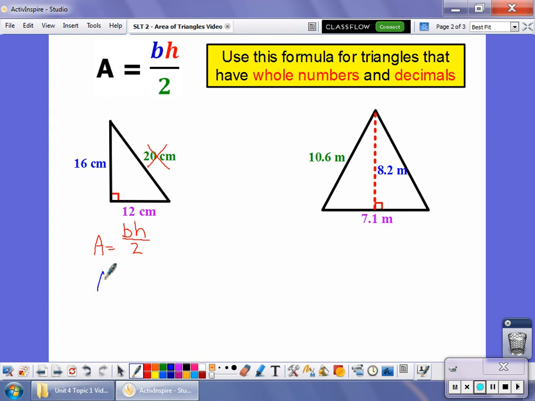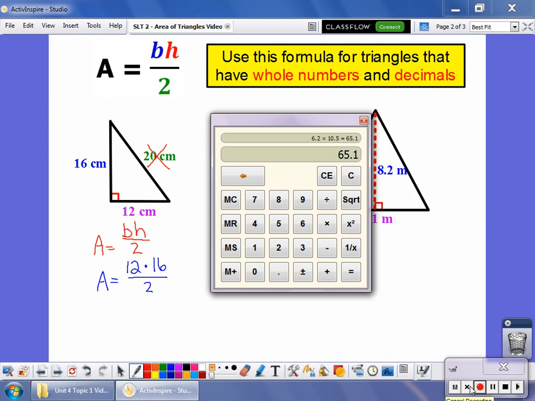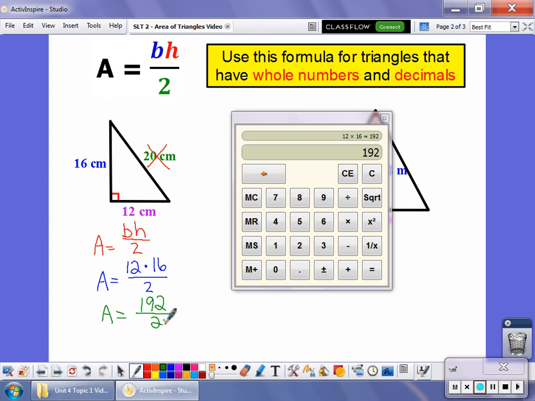So next step is to substitute. My base is 12, my height is 16, and I'm going to divide that by 2. Now remember when we did the area, I said it's okay because we can use a calculator. That's still going to be the case here. So once I've got my substitutions done, I can use the calculator to do 12 times 16 to give me this answer. So my area is going to be 192 divided by 2. And then I can do this last step, this divided by 2 on my calculator, and I can find out that my area equals 96, and again, centimeters squared.